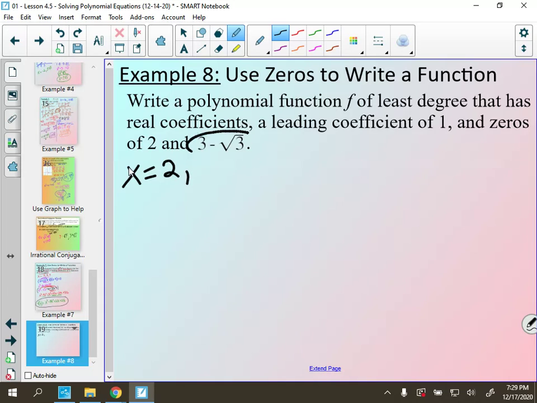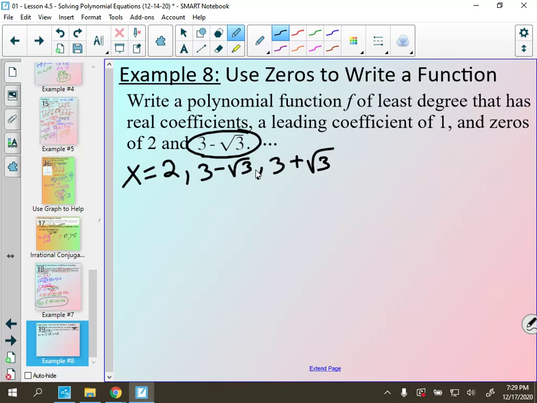Some people write 3, and then they write -√3. That's not what this is saying. There's no comma there. This is one of my zeros. This is another zero: 3 minus the square root of 3 is another one of my zeros. And basically, I'm checking, do you know what we just took the note on? These irrational ones with square roots have to have a partner, have to have a conjugate. So even though it's not listed there, I'm checking that you understand there's another one that's not on this list. It's 3 plus the square root of 3.